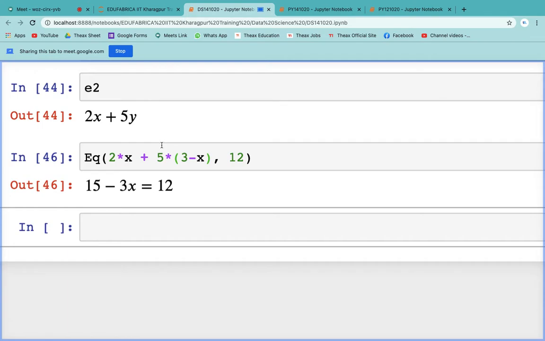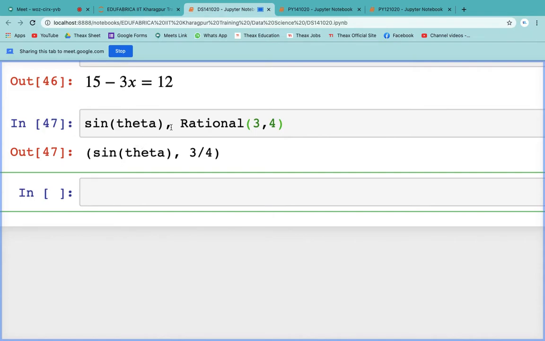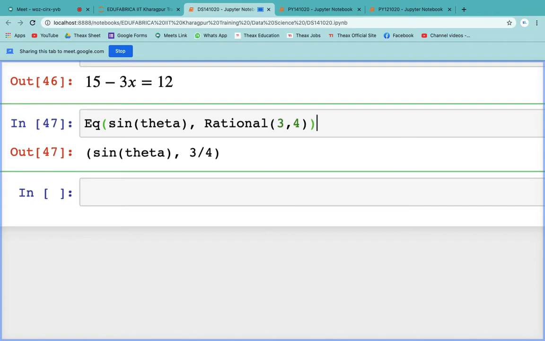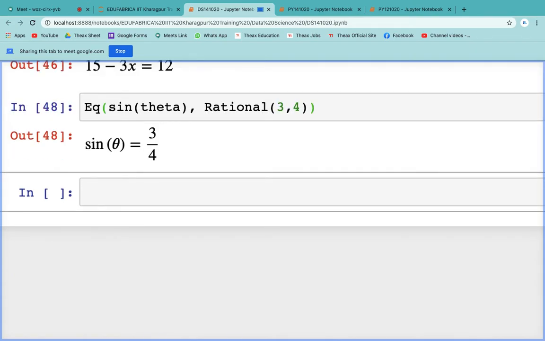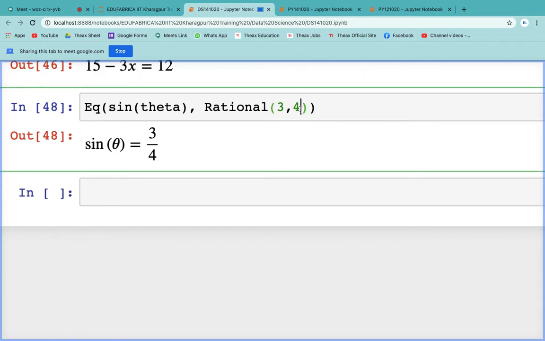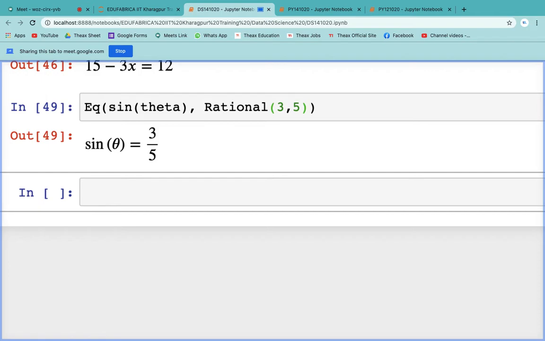Same will be going with the trigonometry. One second. If I say that sine theta is equal to 3 upon 4, I'm giving a rational. Now, can anyone tell me what will be the value of cos theta and tan theta? One second, make it 3 by 5. You can easily tell me. Yeah, it's 4 by 5, sir. Cos will be 4 by 5. Tan will be 3 by 4.